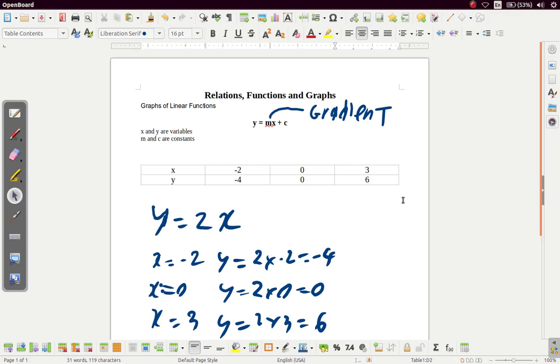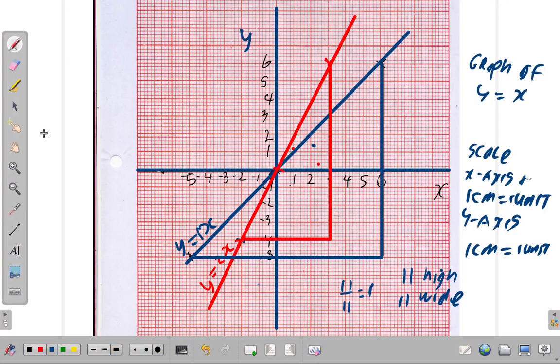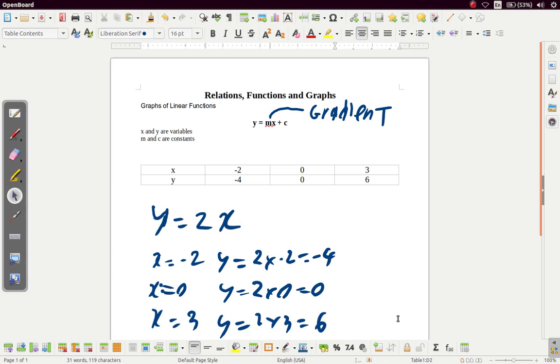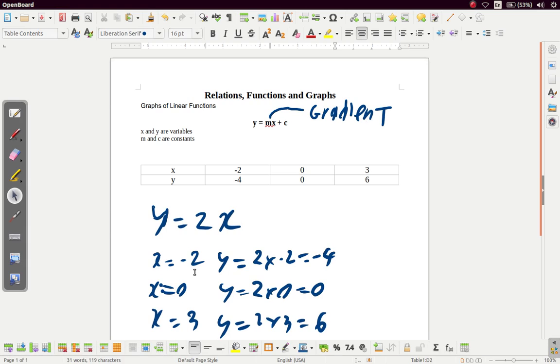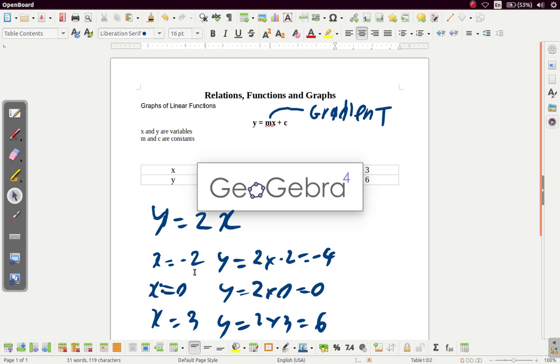In an earlier video, we looked at two graphs, the graph of two functions. y equals 1x and y equals 2x. Now, let's look at a little bit more to this program in GeoGebra that can plot my graphs for me. So let's open it up.